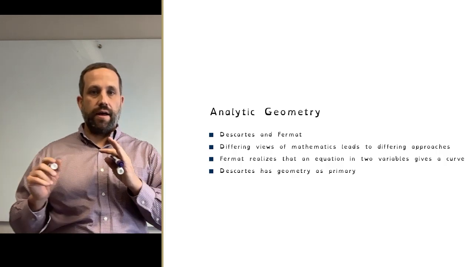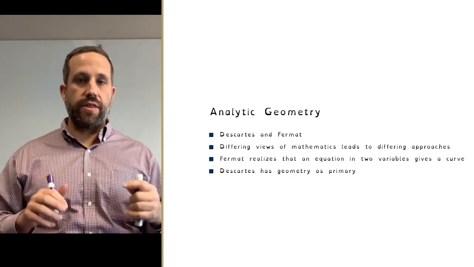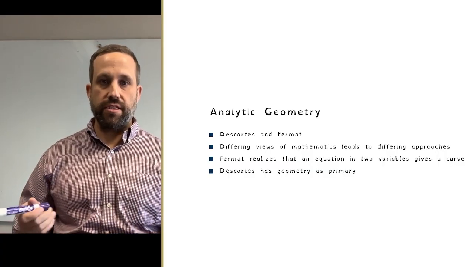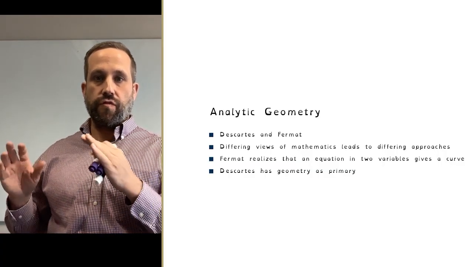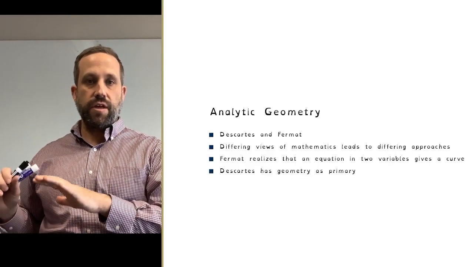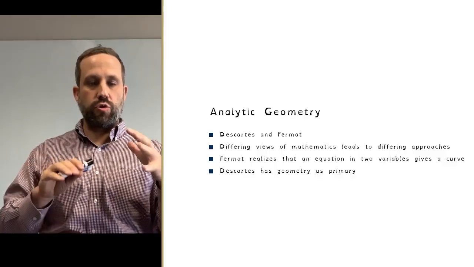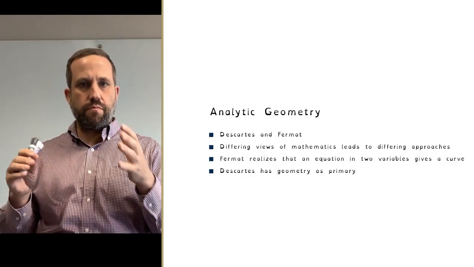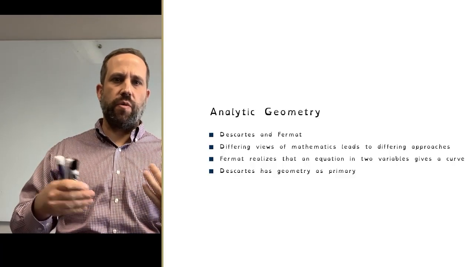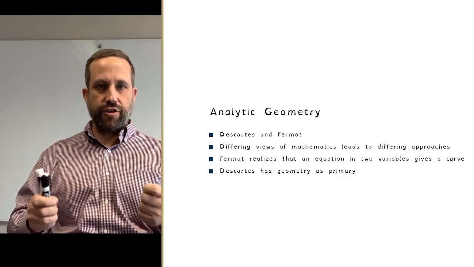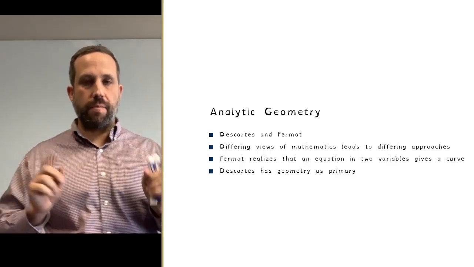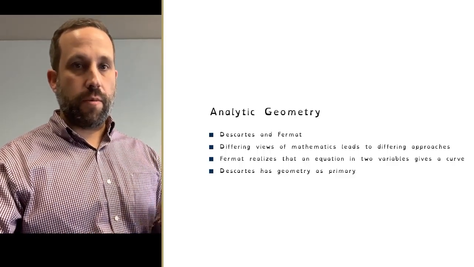Now, Fermat and Descartes both had slightly different approaches to how to do things. Fermat realizes that an equation in two variables gives a curve, so he's more algebraically motivated, and Descartes goes the other way around. But I don't want to get too much into the intricacies of their disagreements. As we will see, well, maybe I'll mention it if I remember when I get to the slide.